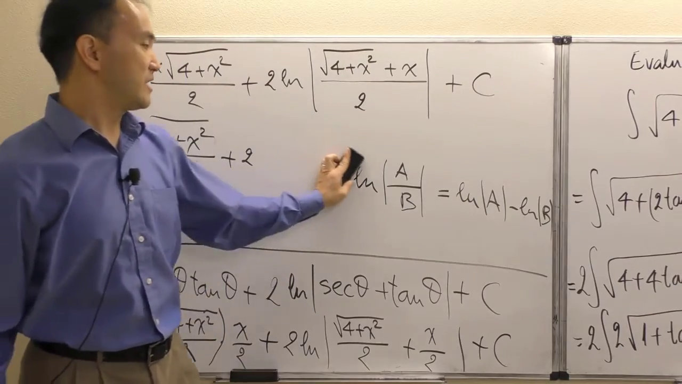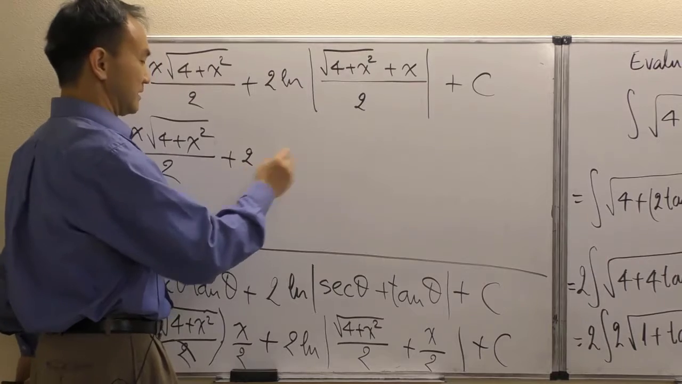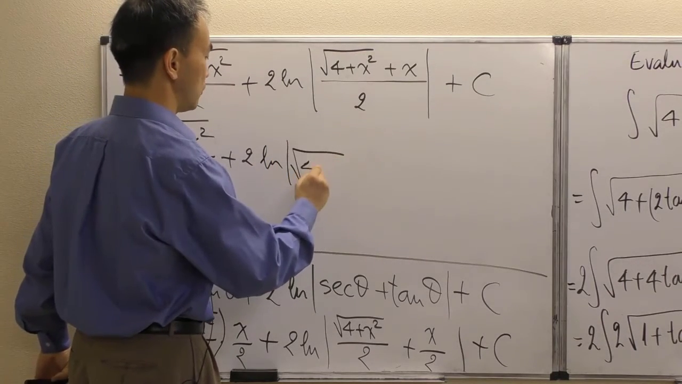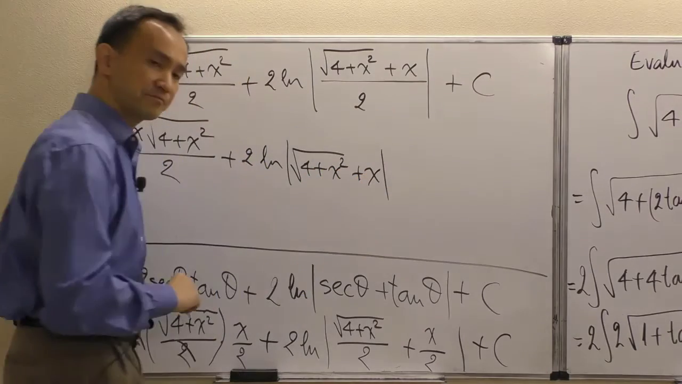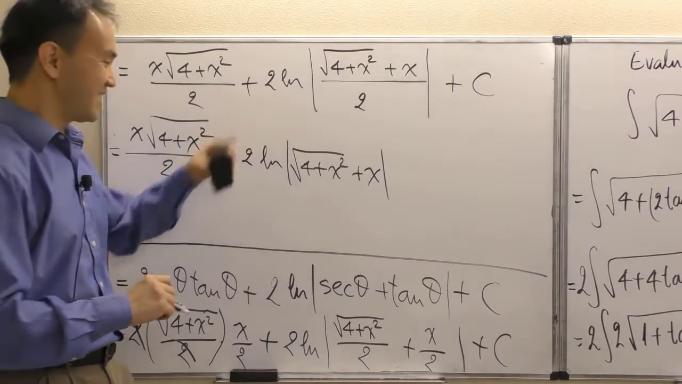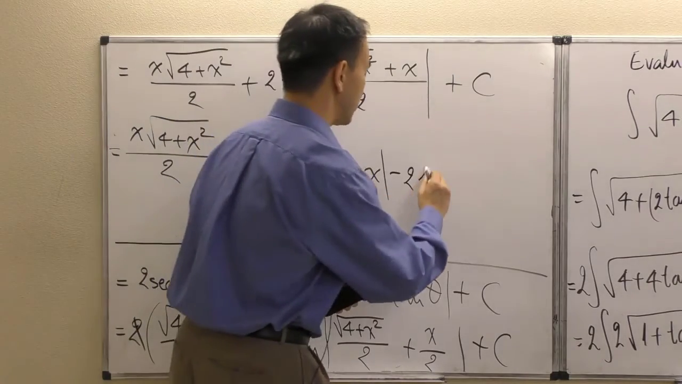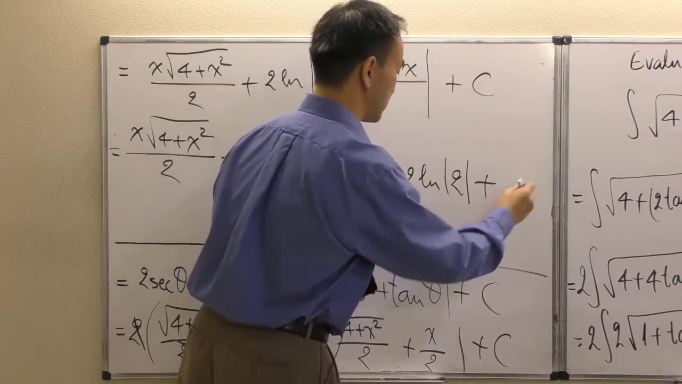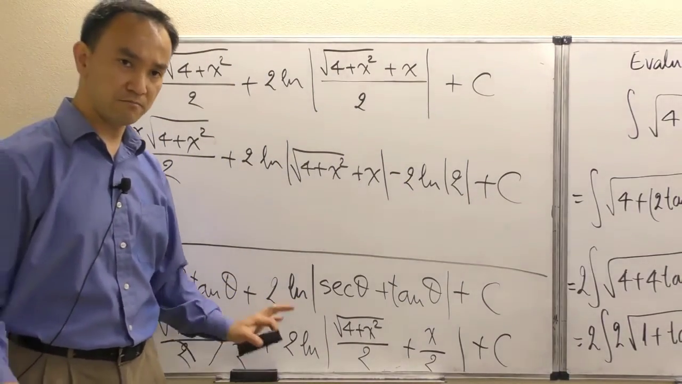Okay, and so in that way, here's how I'm seeing it. This is 2 times the logarithm of the square root of 4 plus x squared plus x. That's one of them. And I had that 2 here simply because of that common factor. Okay, and then minus 2, that same 2 distributed in, times the logarithm of 2. Okay, and plus c. So that's how I broke it down so far.